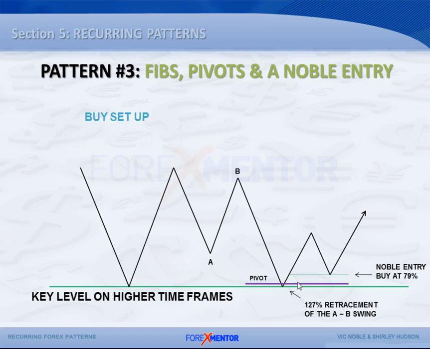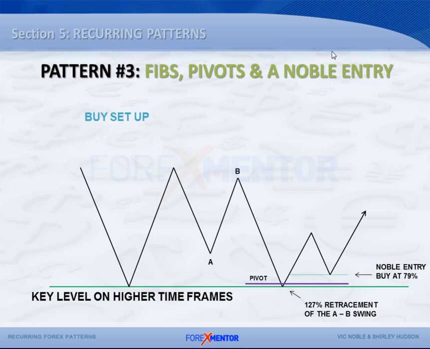So what did we have? We had a key level of support resistance on a higher time frame. We had a Fibonacci level right here, which happened to be at 127% Fibonacci external retracement, and we had a pivot. So we got a fib, a pivot, and a key level. And then, rather than do anything here, I didn't know if it was going to stop, so I just waited to see if it was going to bounce, and that proves to me that price wants to go back up. And this is the Noble entry right in here. We just watch it bounce up by the 79%, and then away it went.